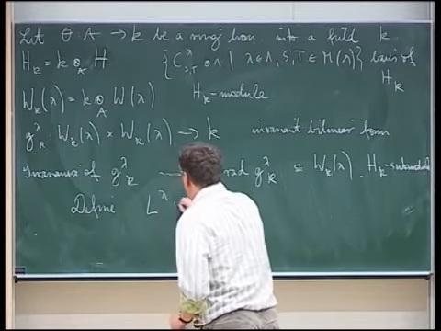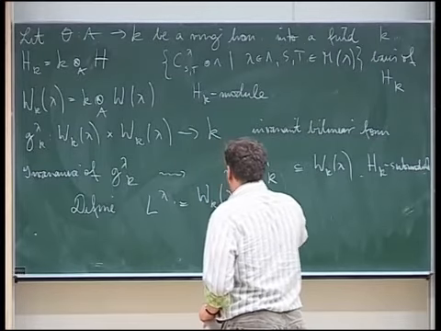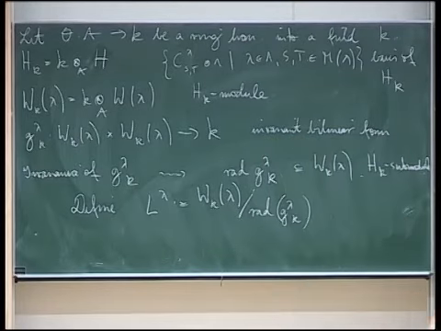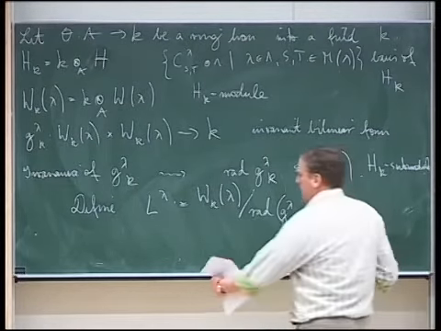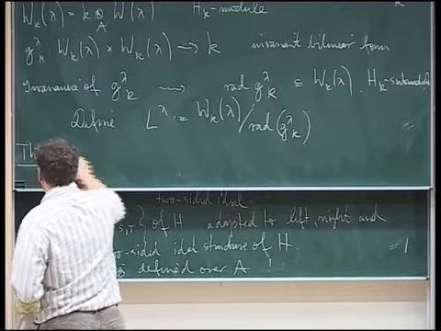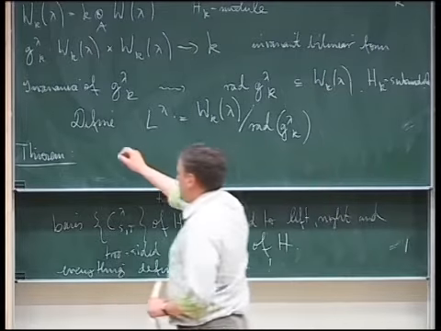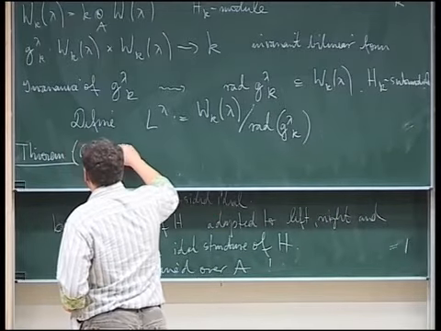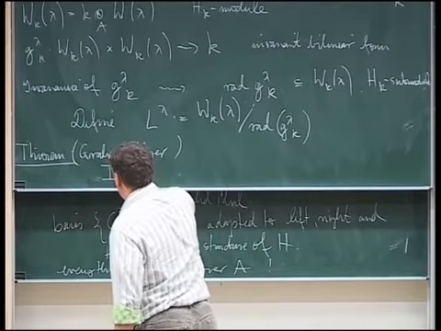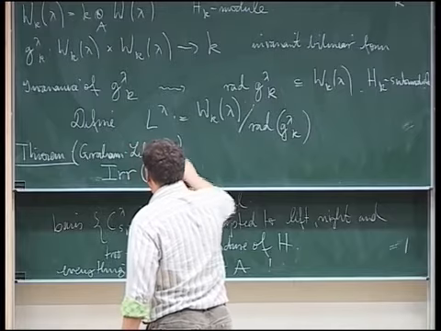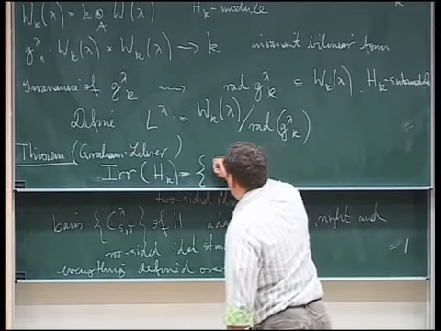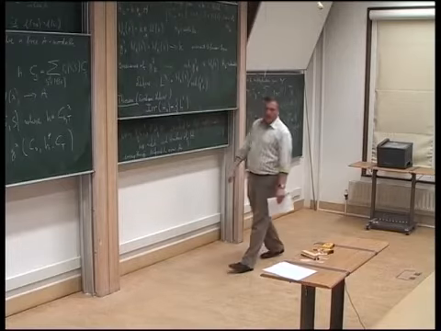So you can define L lambda to be these radical quotients, and then one of the theorems proved by Graham and Lehrer is that the irreducible representations of this specialized algebra Hk are just given by these L lambdas.